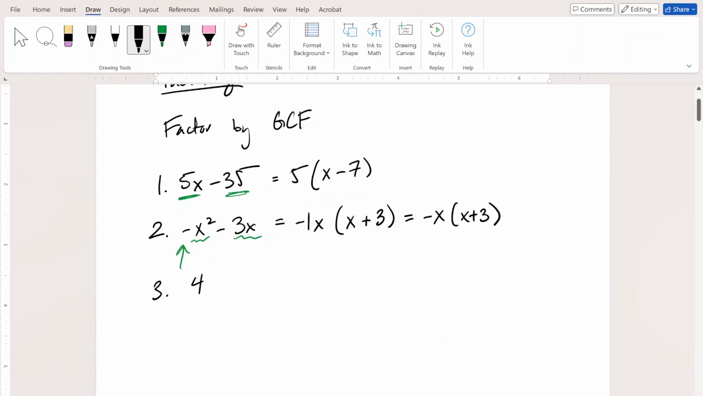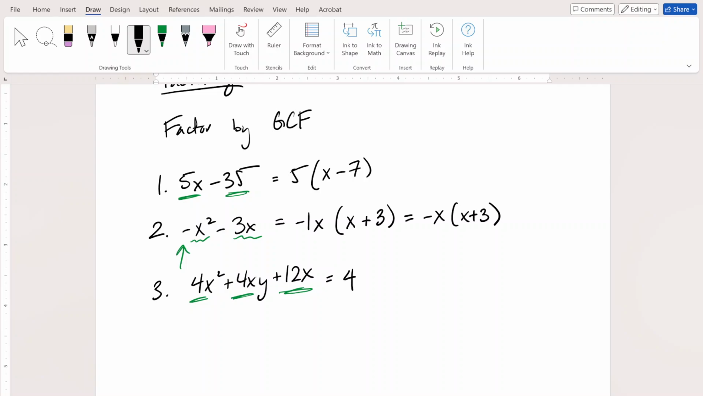If I gave you 4x squared plus 4xy plus 12x. So notice that you have 3 terms, and so let's break it up into each of the parts. Let's look at the numbers. Well, this has a 4, this one has a 4, and this one has a 12 over here. So what's the GCF between 4, 4, and 12? Well, the answer to that is 4.